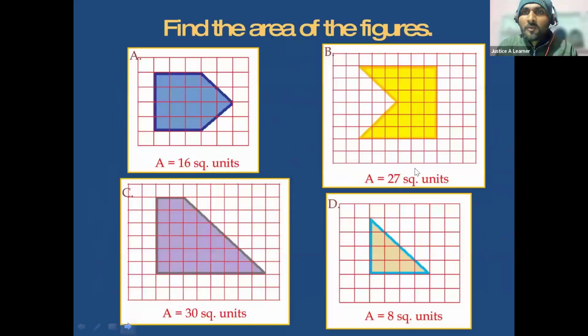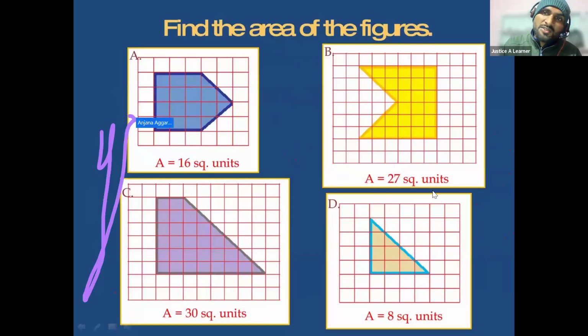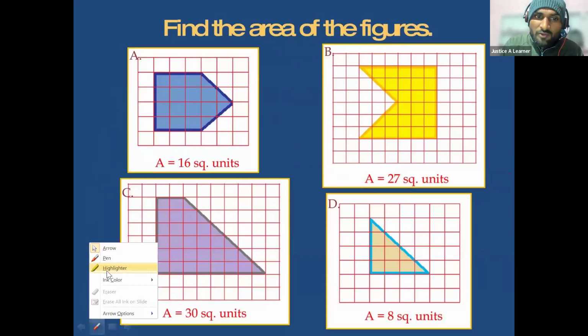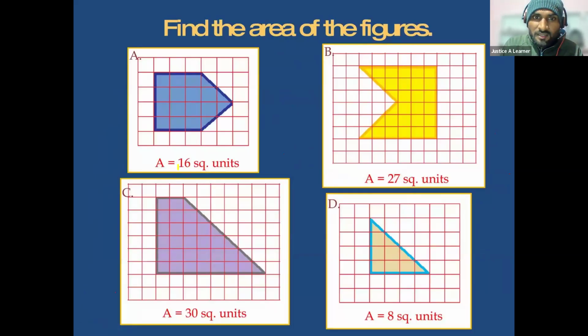So now this is again a concept-based question, and you need to tell me how we found the answer, like how we found this 16. Can you guess how these 16 square units have been achieved? You're doing well, but did you observe that this side is half?